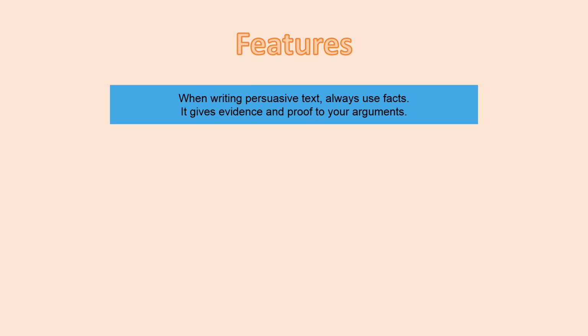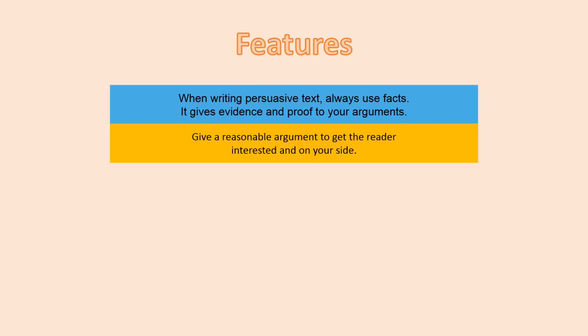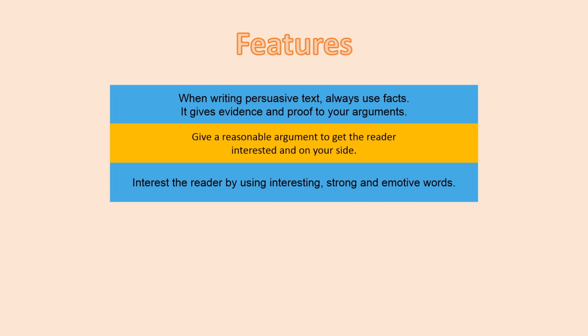Excellent. So facts that we know are that pesticides are causing them to be endangered. We know that there are different species of bees. We know that there is the queen bee. These are all facts. They're true. Give a reasonable argument to get the reader interested and on your side.